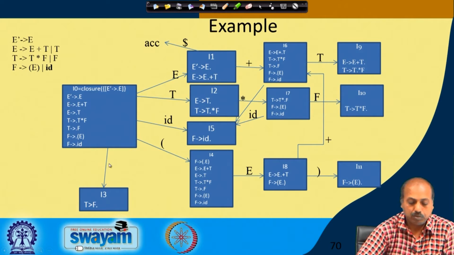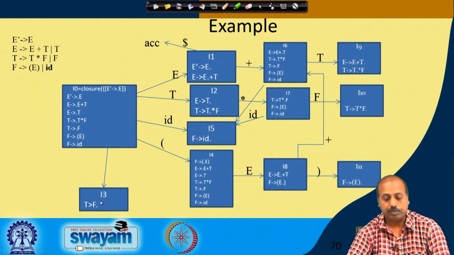Also, on F, this labeling is missing, so this should be on F. On F it comes to the state I3. So, this is E producing T producing F dot, because nothing more has to be done. So, it is like this.